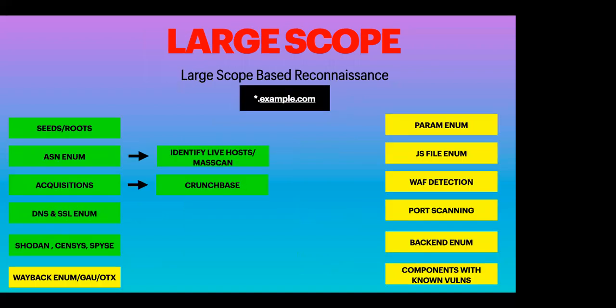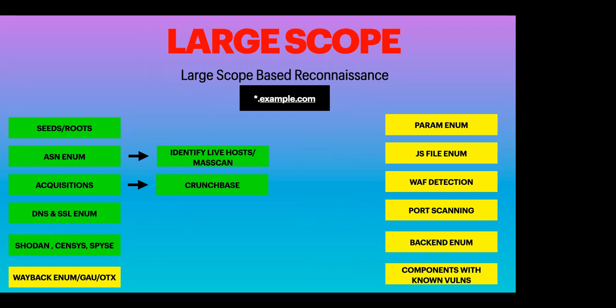Now, let's say you have a large scope program. A large scope program would be, for example, let's talk about Apple. Apple says everything that is under our network is in scope. So everything under their ASN range, their CIDR range, their acquisitions, their subdomains, everything is in scope. So what we will do first is try to identify seeds and roots of that particular program. That is basically the CIDR range and the ASN numbers.